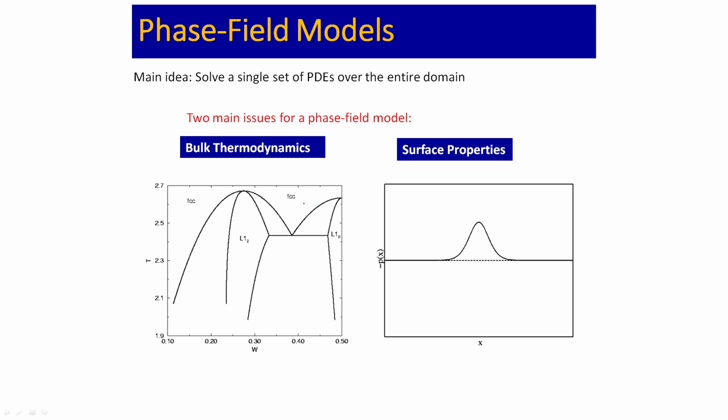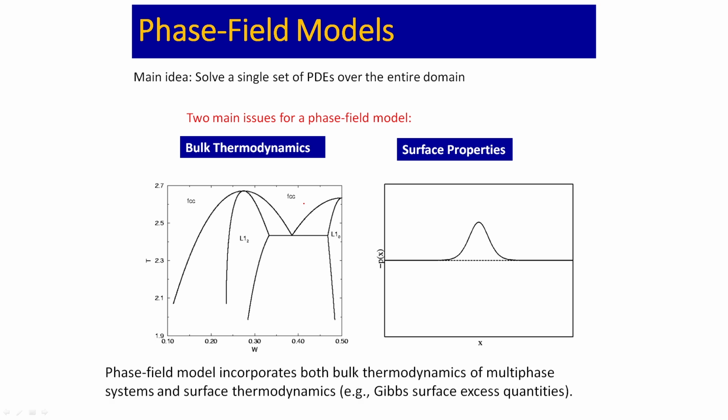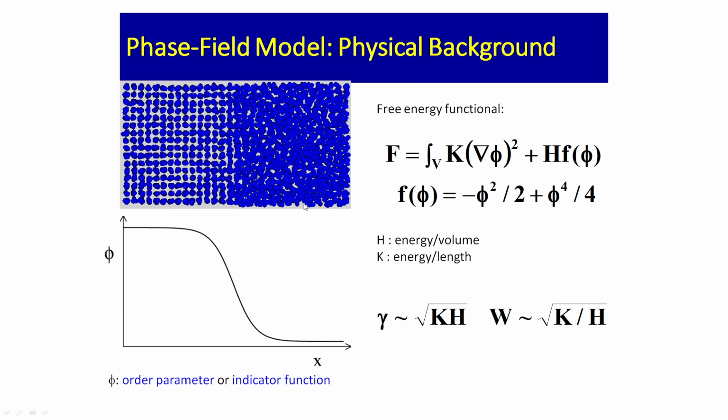But we have to solve a single PDE over the entire domain. That is the main idea of this phase field. How do you do that? So, phase field incorporates both the bulk thermodynamics of the multi-phase systems, just now I talked about precipitates and the matrix, as well as the information of the surface thermodynamics. Sometimes people call it Gibbs surface excess quantities. They are nothing but surface properties. That is what they do.